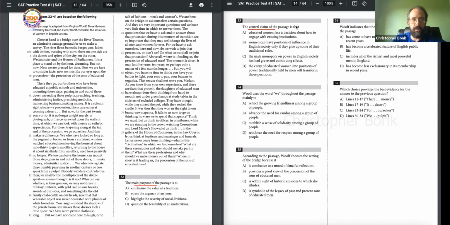And for 32, we could eliminate A because she's not emphasizing the value of a tradition. She's going the opposite of that. She wants to change what the tradition is. Stressing the urgency of an issue, that could be true for us. Also highlighting the severity of social divisions, that could be true. Our last one, question the feasibility of an undertaking. So feasibility is, can it be done? She's not questioning that. She's just saying, what is the plan to make this a reality? So D would also be up. However, both B and C are completely true answers right there.